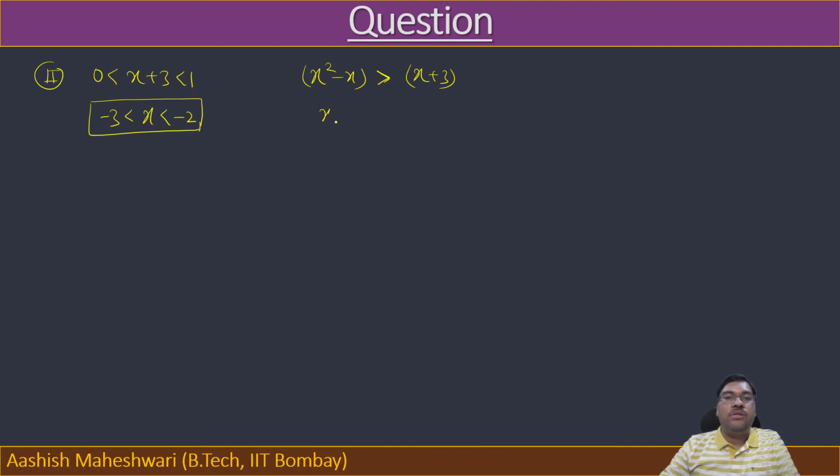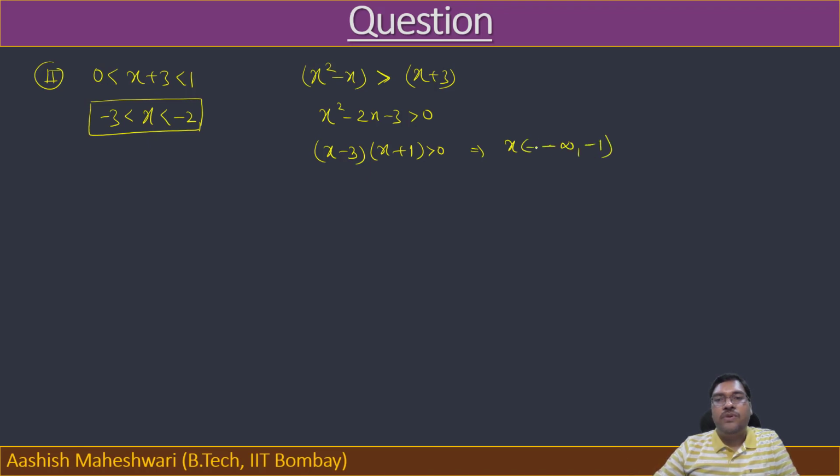So now if you solve this, this is x square minus 2x minus 3 greater than 0. So this is x minus 3 into x plus 1 greater than 0. So if I solve this, we will find this is minus infinity to minus 1 union 3 to infinity. Now which solution set will you take?